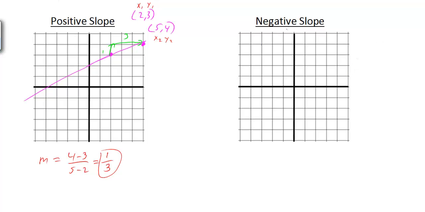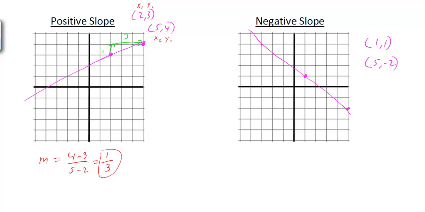Okay, now let's look at an example of a negative slope. So if I'm given the 2 points, let's say that we have the points 1, 1, and 5, negative 2. If we plot those points, we're going to go over 1 and up 1, and then over 5 and down 2. So then if I connect these 2 points, here we have our straight line.